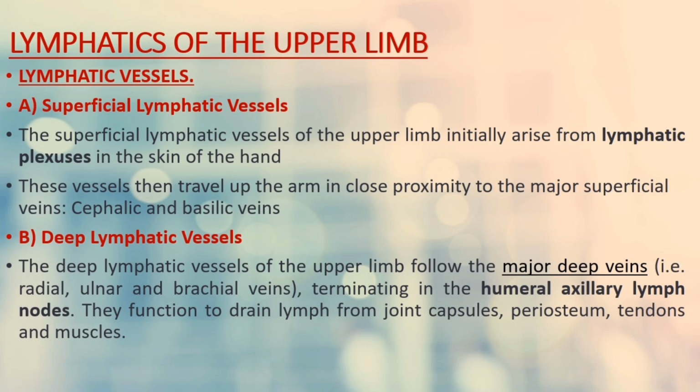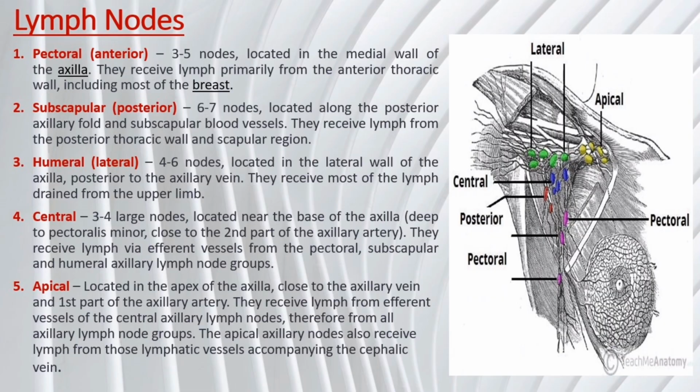Deep lymphatic vessels. The deep lymphatic vessels of the upper limb follow the major deep veins, that is, radial, ulnar and brachial veins. They terminate in the humeral axillary lymph nodes. They function to drain lymph from joint capsules, periosteum, tendons and muscles. Lymph nodes. The majority of the upper extremity lymph nodes are in the axilla. They can be divided anatomically into 5 groups.